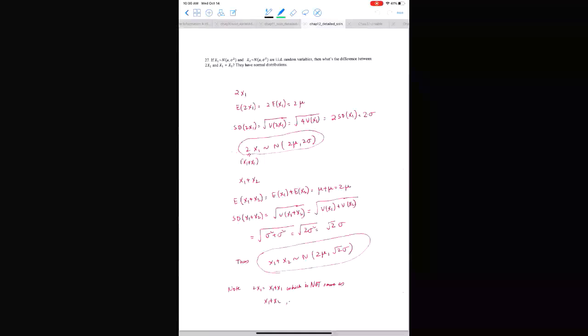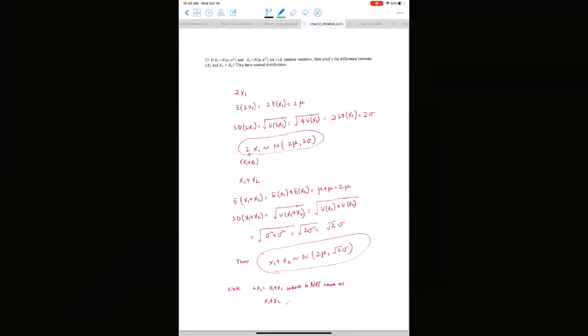So now question number 27. Here I have two random variables, x1 which follows normal mu sigma square, x2 which follows normal mu sigma square, and they are IID. This is an interesting question. What is the difference between 2x1 and x1 plus x2? And that is a question which we have been asking for a while. What exactly is the difference?